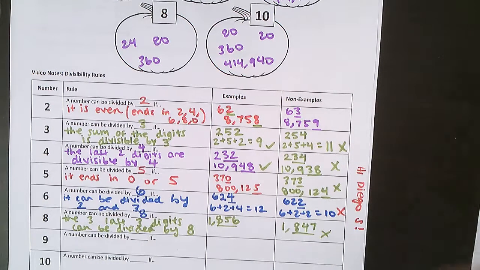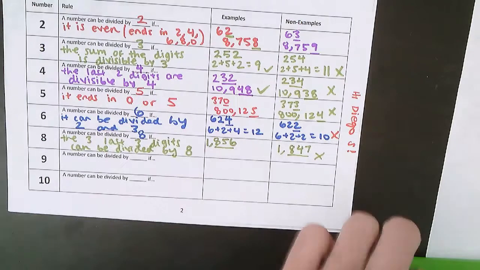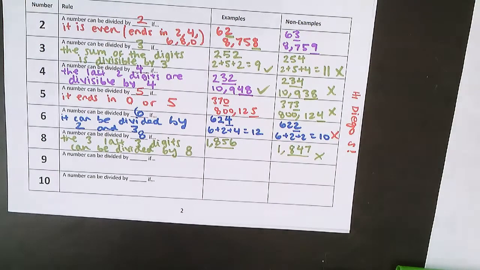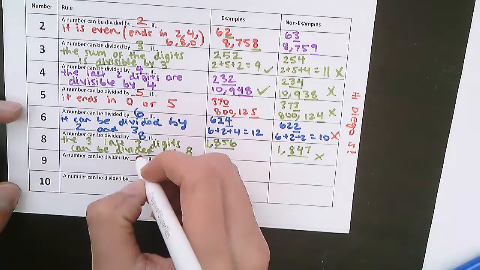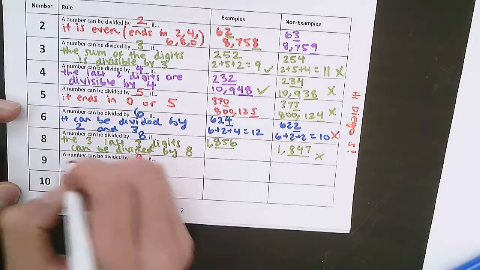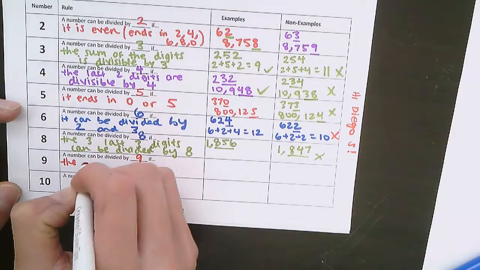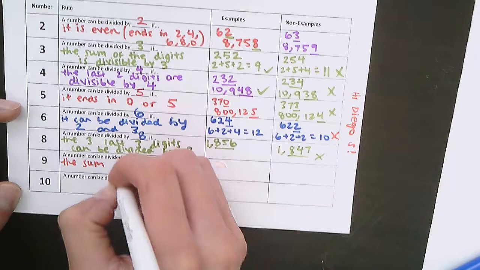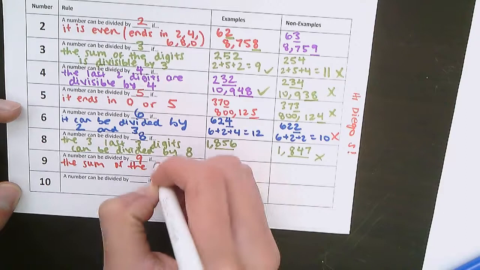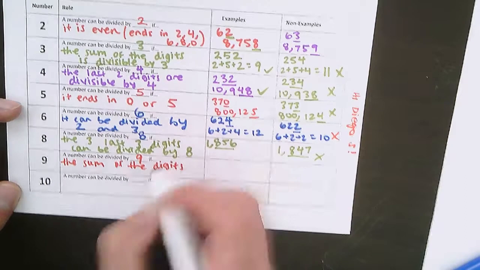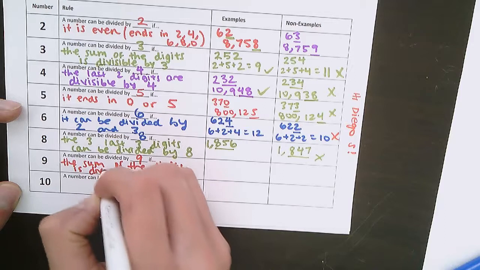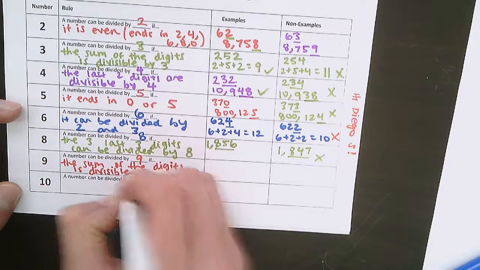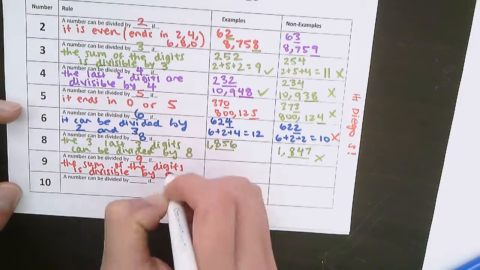2 more to go. The rules for 9. A number can be divided by 9 if the sum of the digits is divisible by 9.